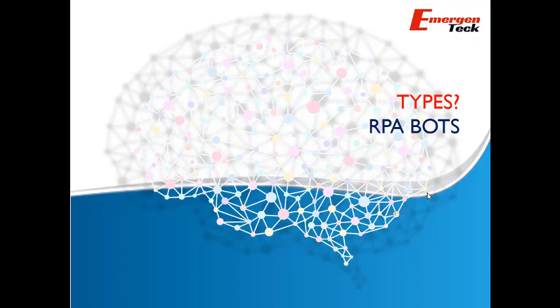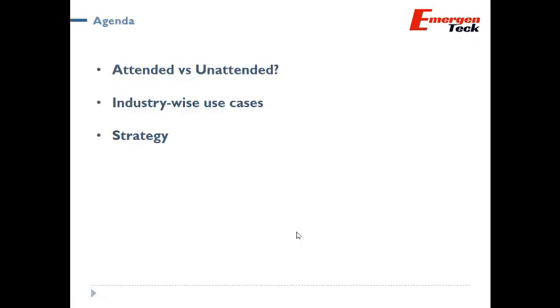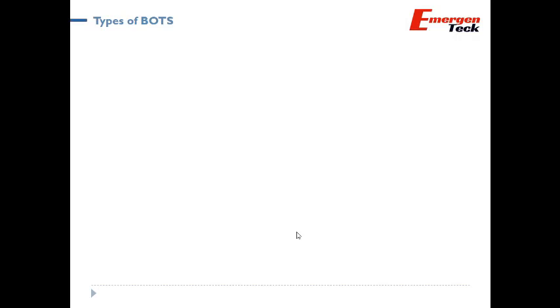In this class, we will learn what the different types of RPA bot are. So let's get started. By the end of the session, you will have a very fair understanding of the difference between attended versus unattended bot, what the different industry-wide use cases are and where to apply attended versus unattended bot, and last but not the least, you will have a fair bit of idea what the typical strategy is for attended and unattended bot.